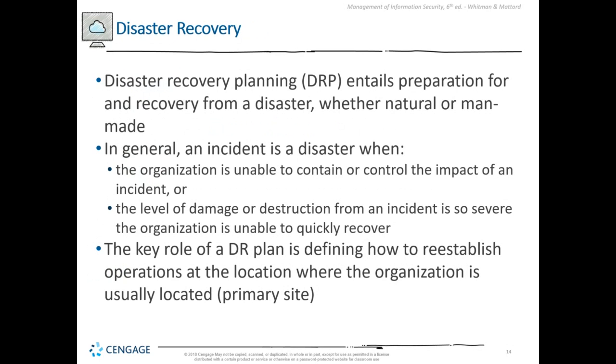So the key role in the disaster recovery plan is to define how to reestablish operations at the location where the organization is usually located, or primary site.